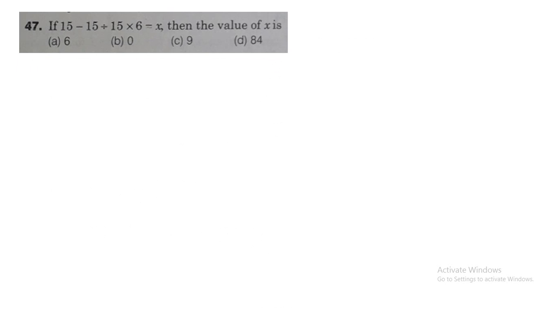15 minus 15 divided by 15 into 6 is equal to x. Then the value of x is. Here calculation is needed. So that's why what we need to do? We need to follow the BODMAS rule. So what is the BODMAS rule? First we need to take brackets. Here we don't have any brackets. Next, of. There is no chance of of. Next, division. Division is possible now first. So we need to take the division of these two. Okay, so what is that?